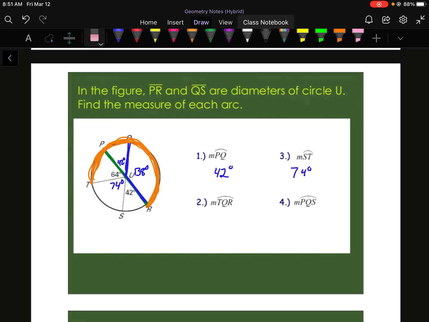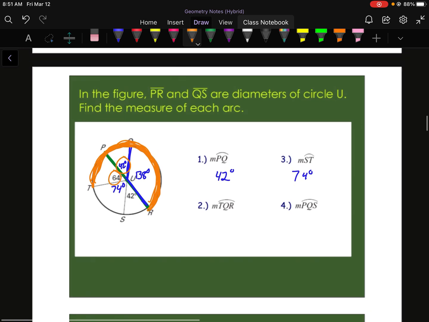And then if I want to find TQR, just add up the angles 64, 42, and 138. And you would get 244 degrees, which is more than 180. So our prediction was correct. Let's go. It's fun to make predictions that are correct.